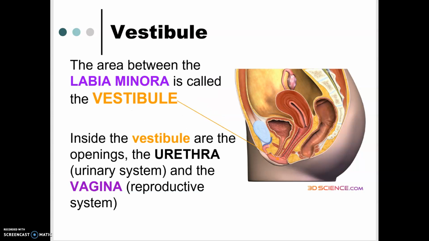Now, the area between that is covered or surrounded by the labia minora is called the vestibule, and inside that area you're going to have the openings to the vagina, of course, which is part of the reproductive system, and the urethra, which is part of the urinary system. So the vestibule is the space surrounded by the labia minora, and inside the vestibule you're going to have the opening for the urethra as well as the vagina.